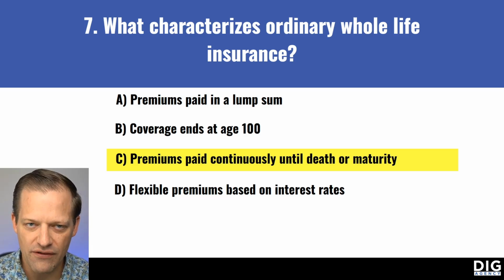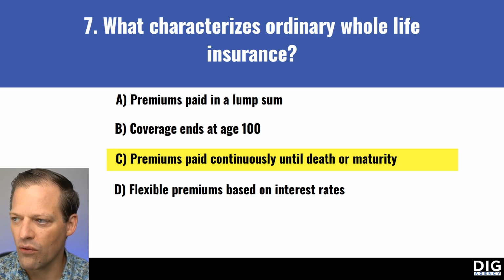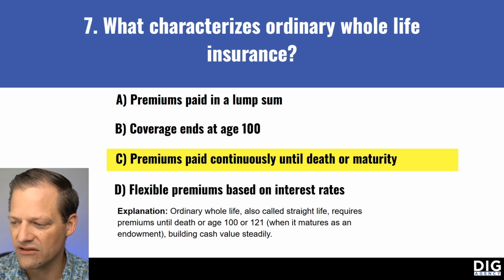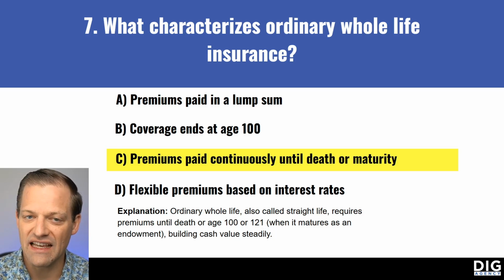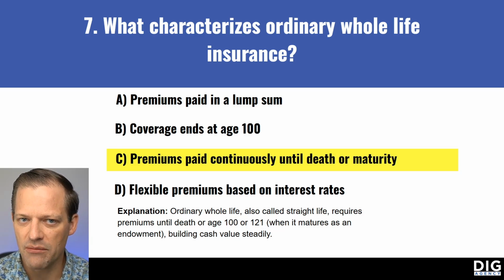Again, the whole life descriptor tells everything. When you see anything that is for life or forever until they die, typically that's whole life insurance. Premiums paid continuously until death or maturity. Ordinary whole life, also called straight life, requires premiums until death or age 100 or 121, when it matures as an endowment, and it builds cash value steadily. Again, whole life doesn't end at age 100. You may stop paying the premiums at age 100. That's called the endowment of the policy, but the policy is still in effect.